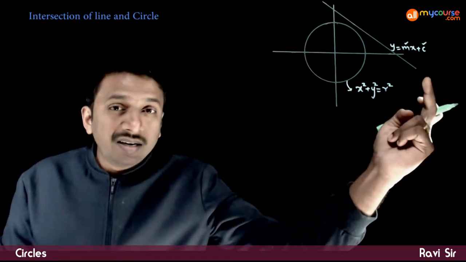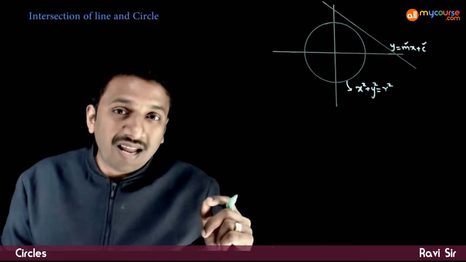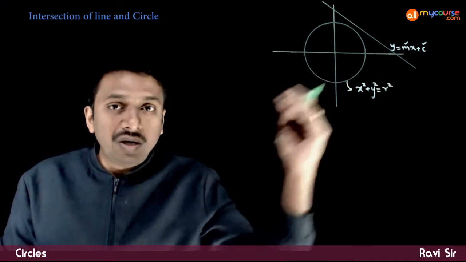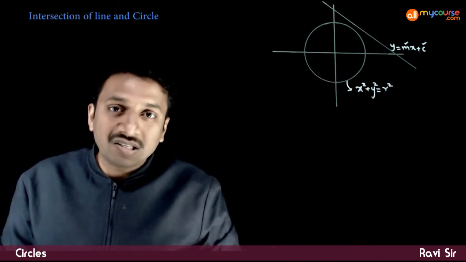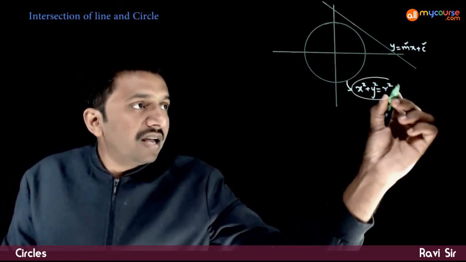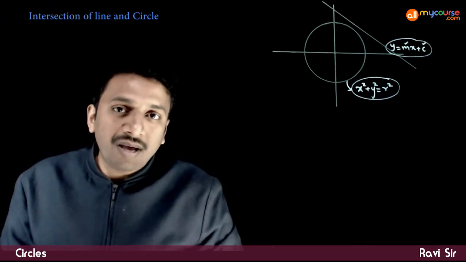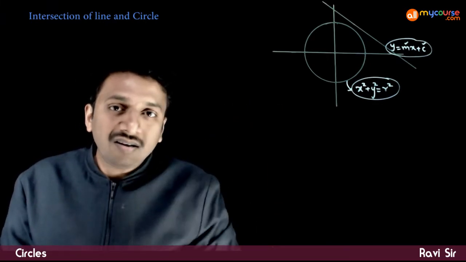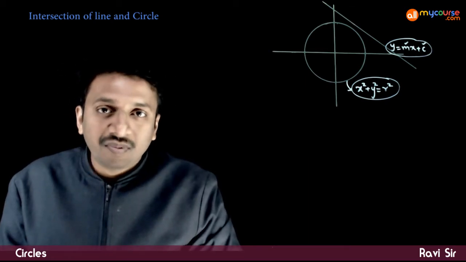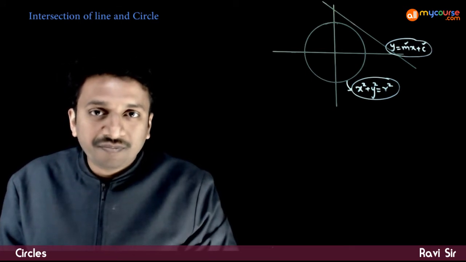If the line cuts the circle at exactly one point, then we call the line a tangent to the circle. If the line lies beyond the circle, we say that the line does not cut the circle. Now, if you are given a circle and an equation of a line, the question is, how do you determine whether the line is a secant, a tangent, or the line does not cut the circle? That's the question that we are going to deal with in this video.